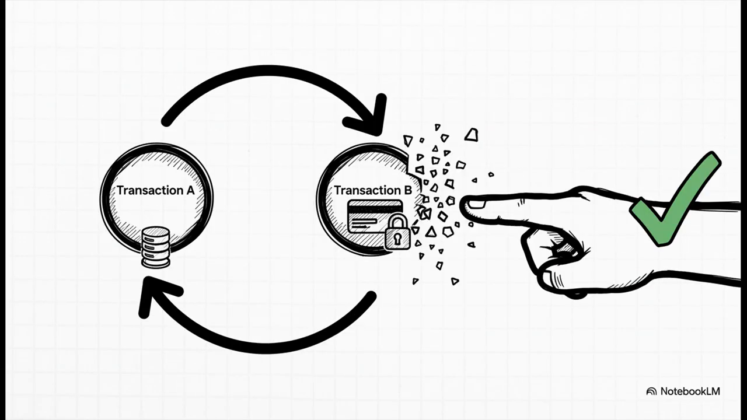Once that deadlock is detected, the database has to act. It becomes a reluctant referee and has to choose a victim. It picks one of the deadlocked transactions and just aborts it. It rolls back any changes that transaction made and forces it to release all of its locks. This breaks the cycle, and it allows the other transaction to finally move forward. And usually, that aborted transaction just gets restarted automatically.